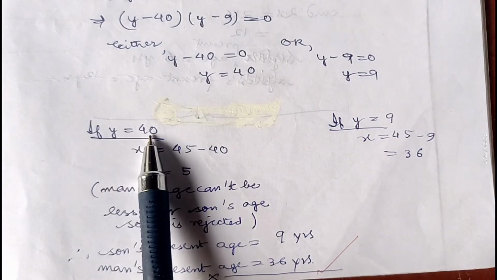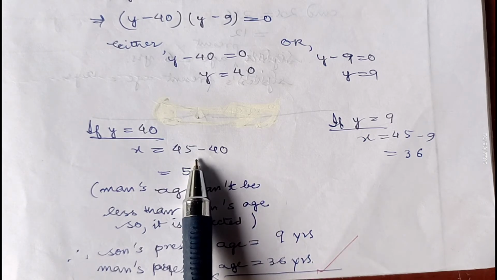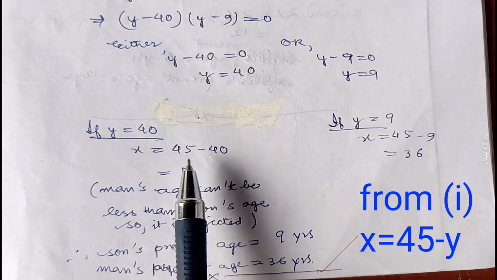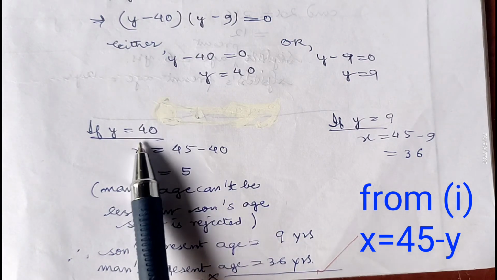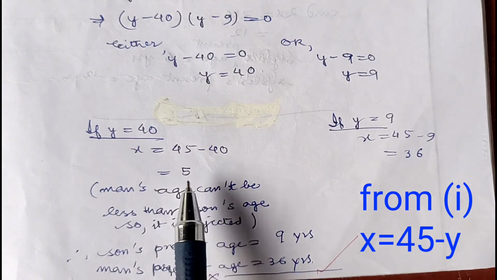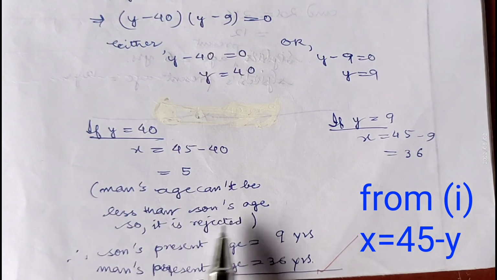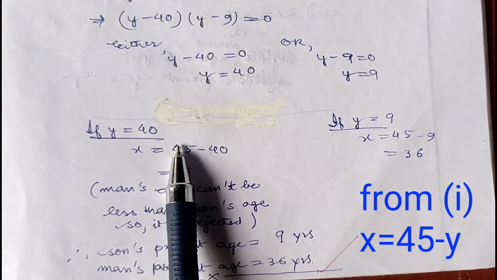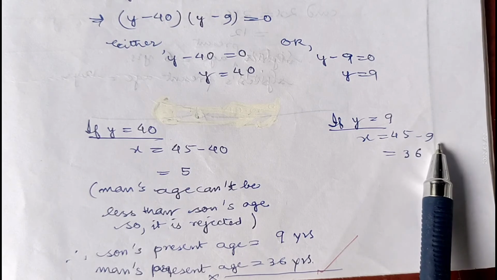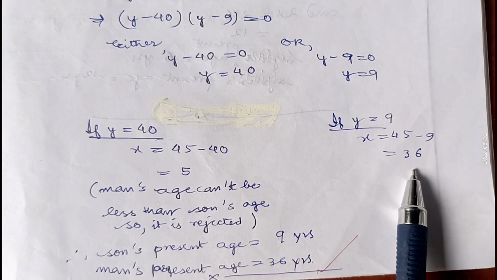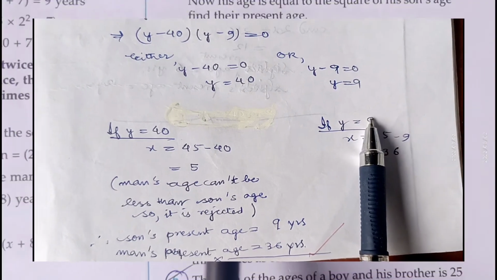Now if we consider y equal to 40, then x will be 45 minus 40, because from equation 1 we got x equals to 45 minus y. So 45 minus 40 gives 5. That means son's age is 40 years and father's age is 5 years, which is not possible. Man's age can't be less than son's age, so it is rejected. So we are not considering this. From this part, if y is 9, then x equals to 45 minus 9, which will give 36. Therefore, man's present age is 36 years and son's present age is 9 years.